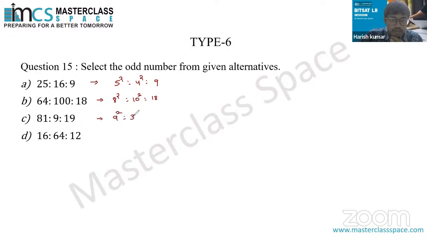9 square, 3 square, and 19. What about this? 4 square, 8 square, and 12. Okay, now I'll observe, is there any relation? If I see carefully, 5 plus 4 is 9. 8 plus 10 is 18. 4 plus 8 is 12. But 9 plus 3 is not 19.